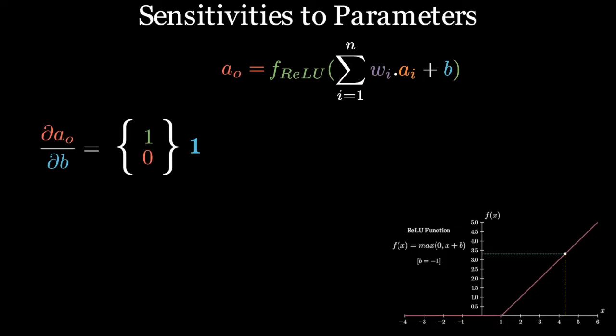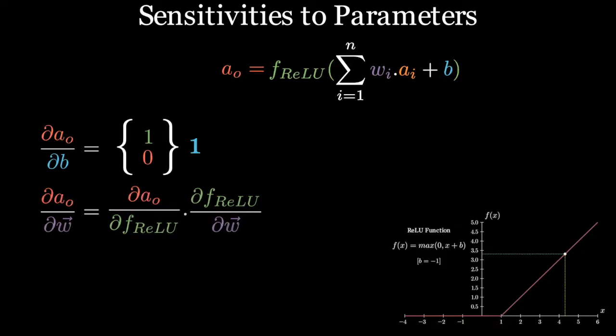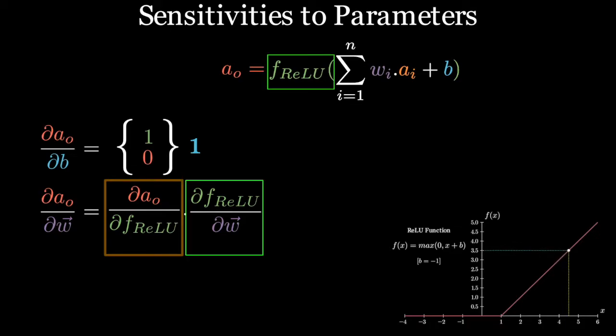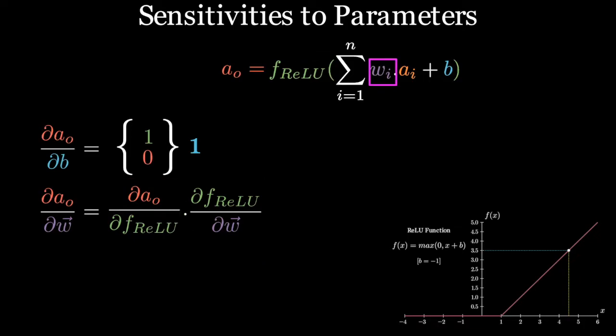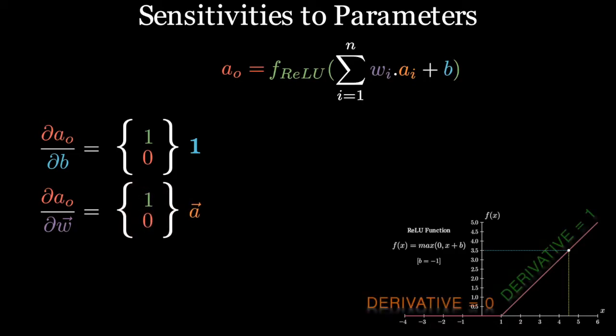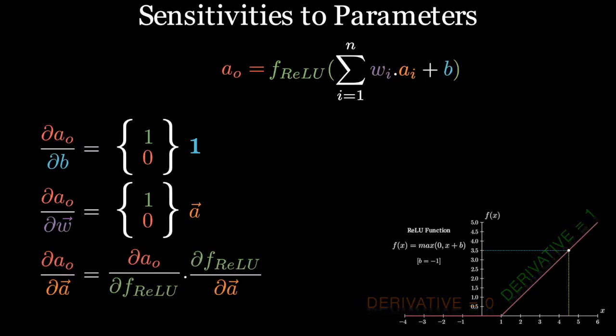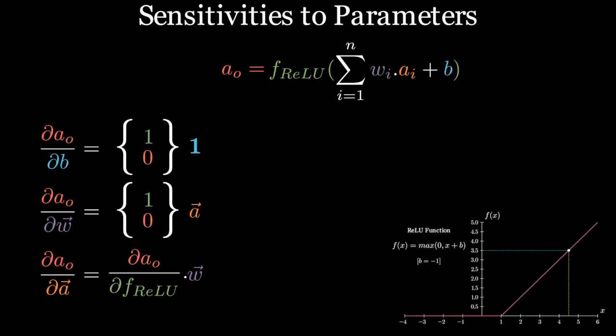The sensitivity of the output to the weights also uses the chain rule. It's the derivative of the output with respect to the activation function multiplied by the derivative of the activation function relative to the vector of weights. This comes out to be the vector A. That's to say the relevant activations from the previous layer. Again, multiplied by 0 or 1, depending on whether this neuron fires or not. Finally, we get a similar result for the last partial derivative. The sensitivity of the output to its inputs is simply the vector of weights.